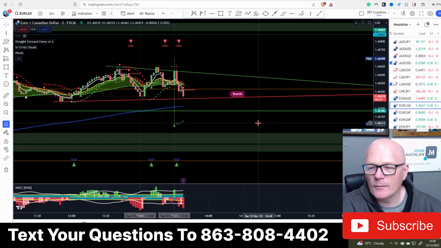So we've got price coming down. Look, it's like looking at that red trend line, and the red trend line is going to act as resistance right now. So it's probably going to bounce around from there.